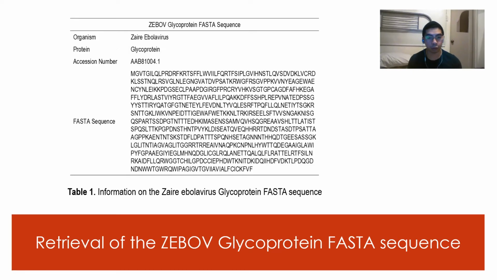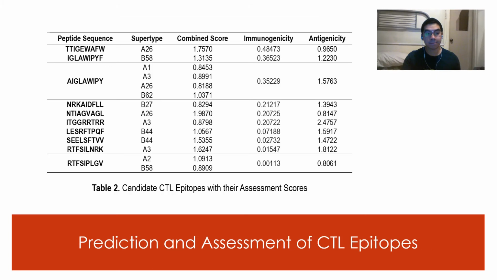So table 1 shows the accession number and other details regarding the FASTA sequence of the Zaire Ebolavirus glycoprotein. So all succeeding experiments will come from this sequence. All peptide sequences that are displayed here are arranged by immunogenicity in descending order and have been filtered to be immunogenic, non-toxic, non-allergenic, and antigenic above a 0.8 threshold. So initially I had 213 CTL epitopes, but through filtering I was left with only 10 candidate epitopes.